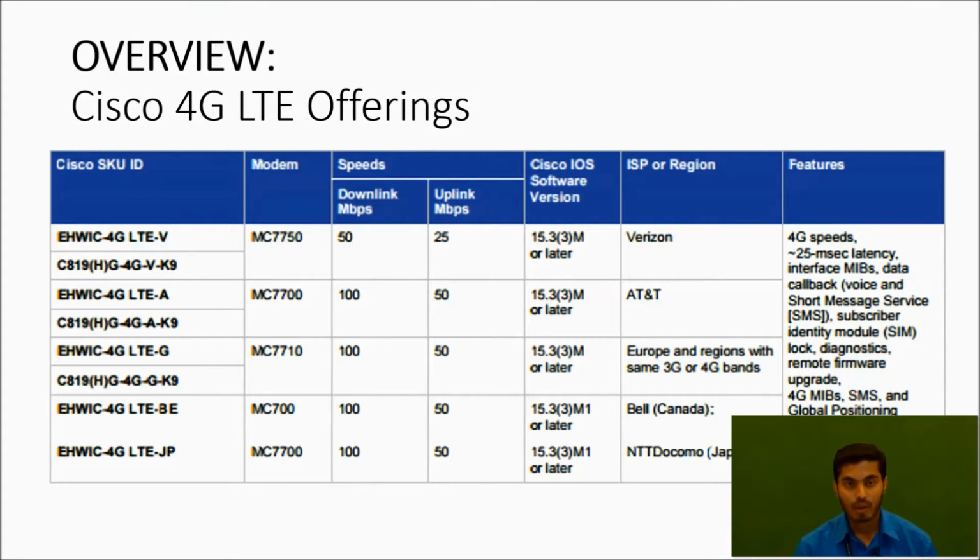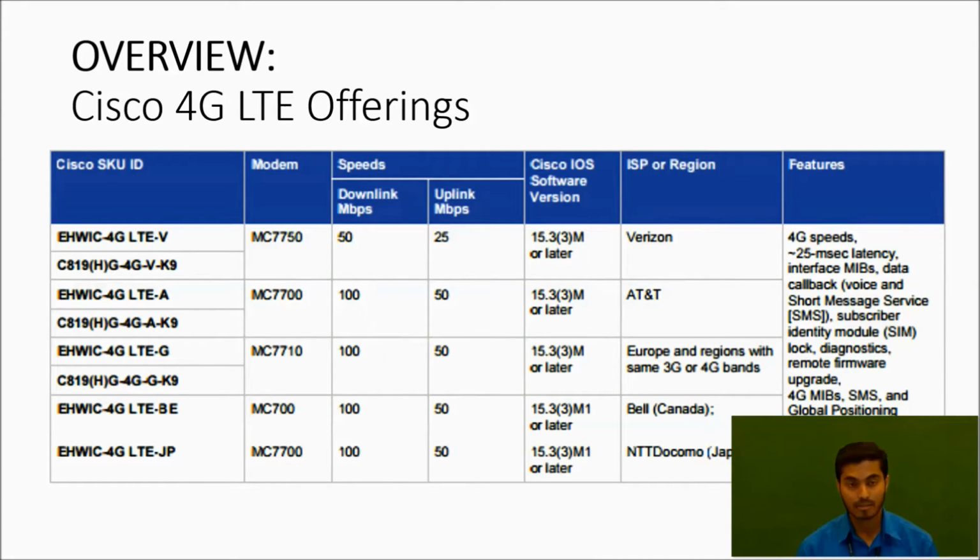Here is the overview. 4G can be 10 times faster than your 3G, and these are the Cisco 4G LTE offerings on your ISR G2 and also on these fixed platforms. So here we have EHWIC 4G. These are all on the ISR G2 platforms and the Cisco 800 series router, which we call a fixed platform. And these are the various offerings from Cisco based on the region.